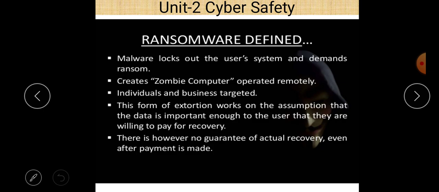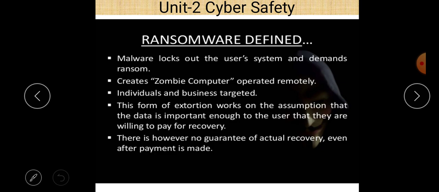For that purpose, the attacker demands some ransom. Basically, we can say that it creates a zombie computer that is operated remotely. So another person at another place can access your computer system without your permission, and you are not able to use your computer system without the permission of that person, who can remotely handle it. So we can say that it creates a zombie computer. The person gains access to your computer system, and he or she may operate it from another place.